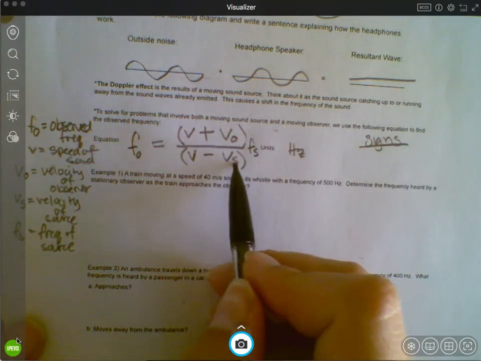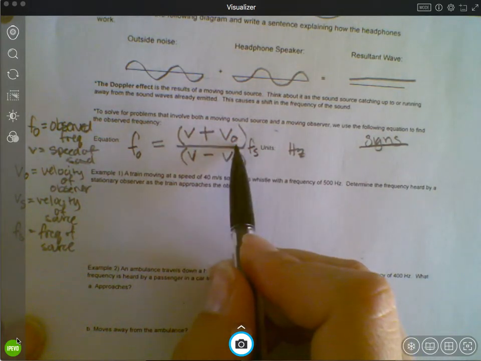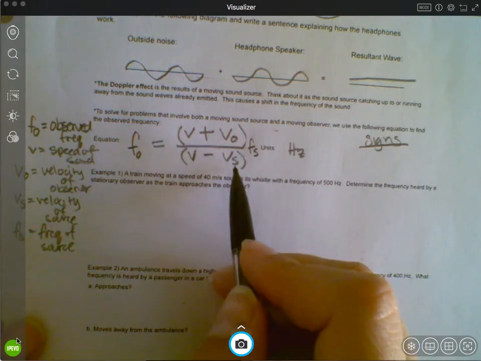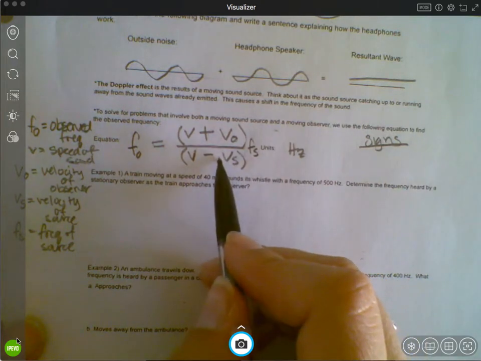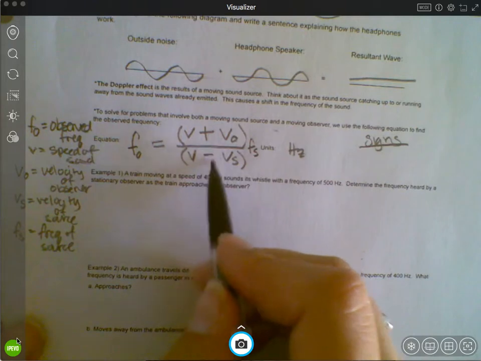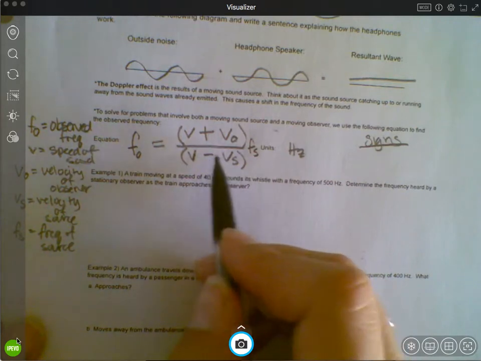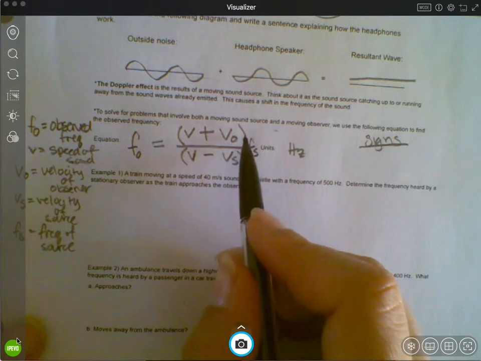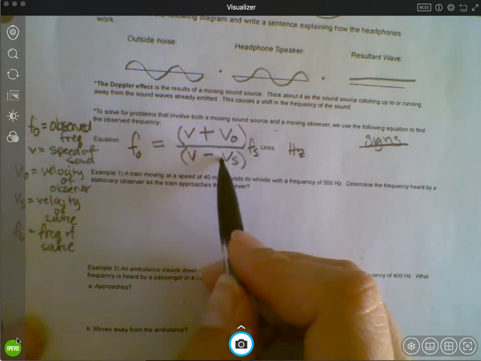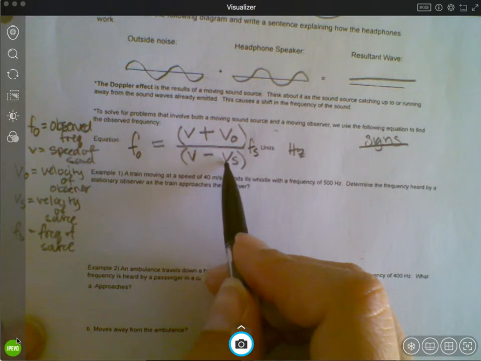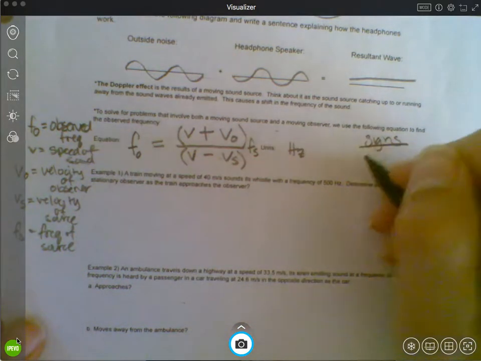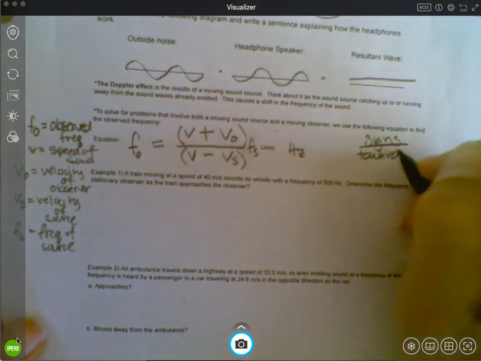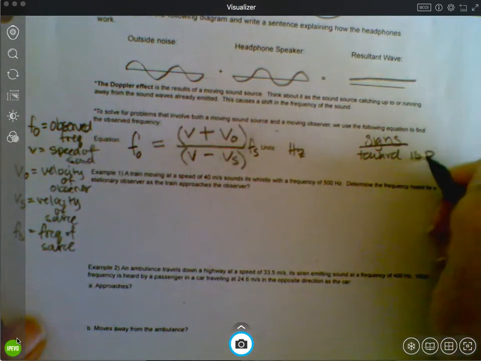If the source of the sound is moving toward the observer, there's a little plus in front of this, which just leaves this sign exactly how it is. A minus and a plus makes a minus. If the source is moving away from the observer, you put a minus sign. Two minus signs make a positive. Okay? So toward is positive.